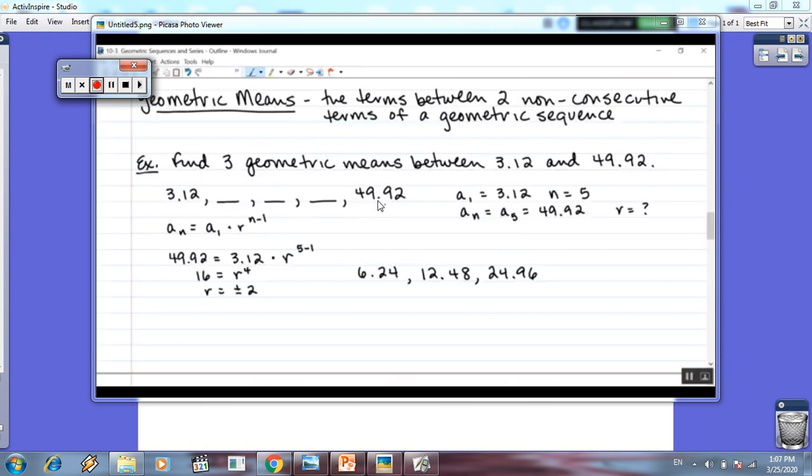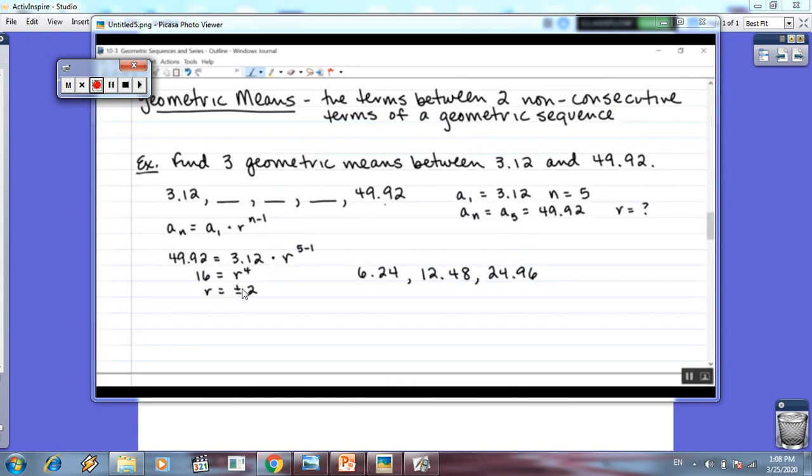It's a treasure, guys. 49.92 is the last term. Then A5 is equal to 49.92. That means N is equal to 5. Then if we look here, what I wrote here is A1 equal to 3.12 and N equal to 5 because An is equal to 49.92. And then let's go back to our rule and substitute An, which is 49.92, it is equal to A1, which is 3.12, times R to the power 5 minus 1, and then substitute and solve.